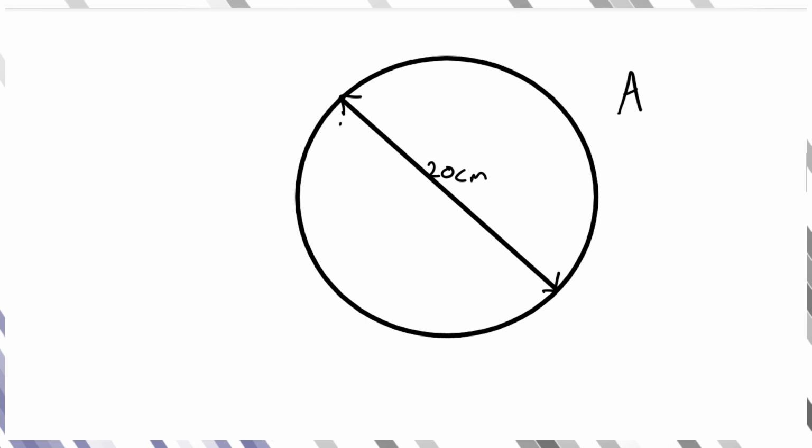Alright, so we want the area of this circle. We have to know that the area of the circle is pi r squared. So we have to figure out what r is. We can't just do pi times 20 squared because 20 is not the radius. The radius is going to be half of 20, which is 10, because it's half the diameter. So the radius is always half of the diameter. r is always the diameter divided by 2.